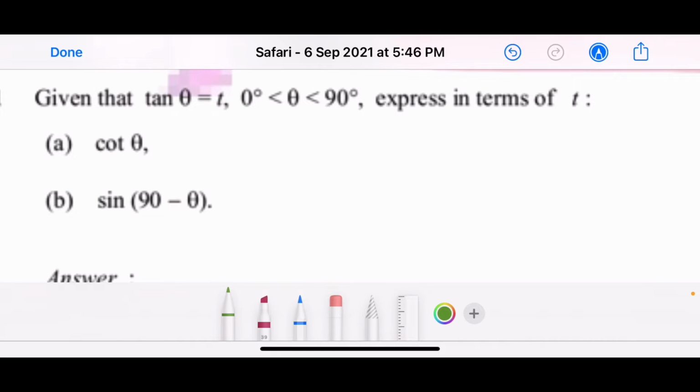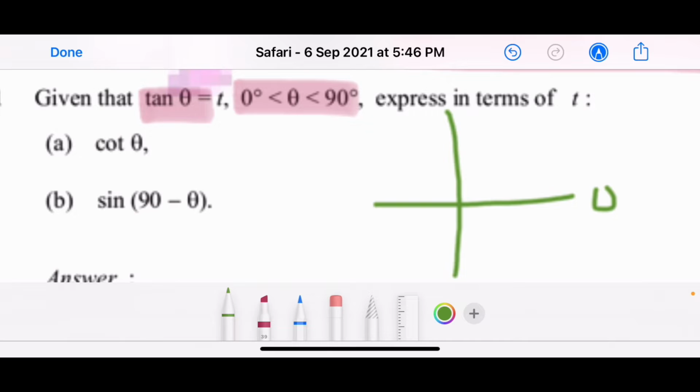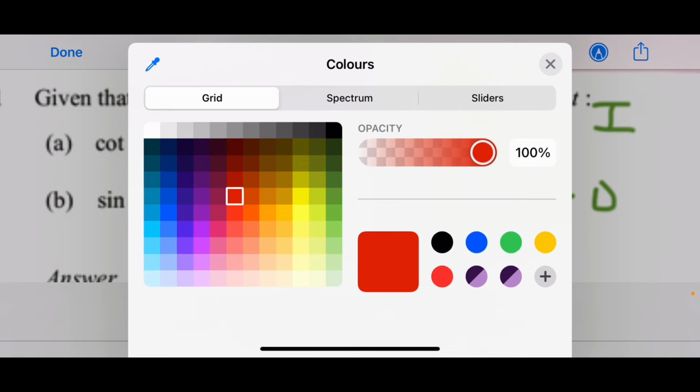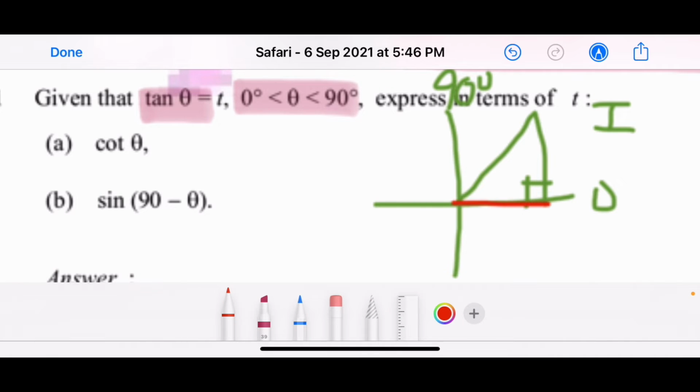So the first step you want to do trigonometric function is you must make sure you draw the right angle triangle. The range of the angle is very important. When I read the range of the angle is 0 to 90, so 0 to 90 is the first quadrant. So I'm going to sketch a right angle triangle with the adjacent must be at the x-axis. This is compulsory. Alright? So if you start with the right step, then you shouldn't have problem.